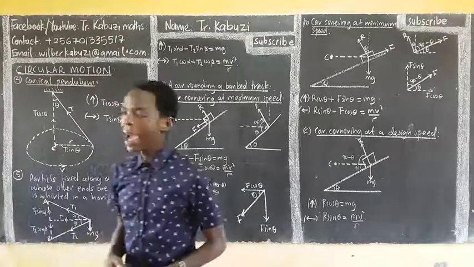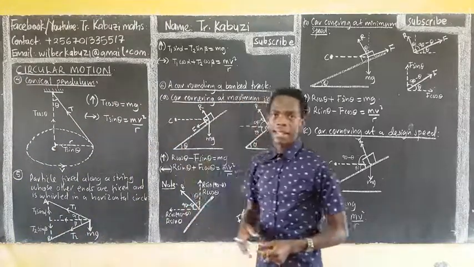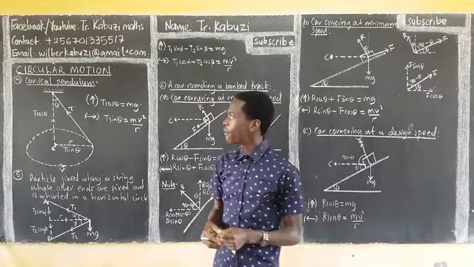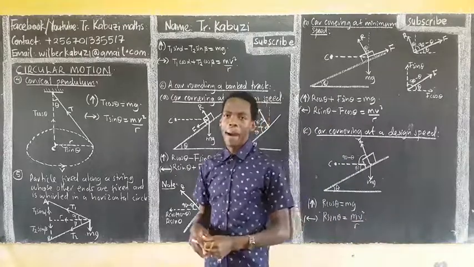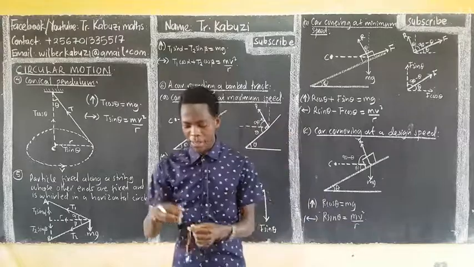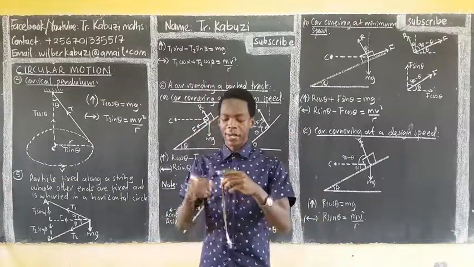Okay, let us see other cases. We stopped at case 3. That's case C, case 4. Case 4 is when we have a pendulum. I think we know what a pendulum is. A pendulum is something similar to this.